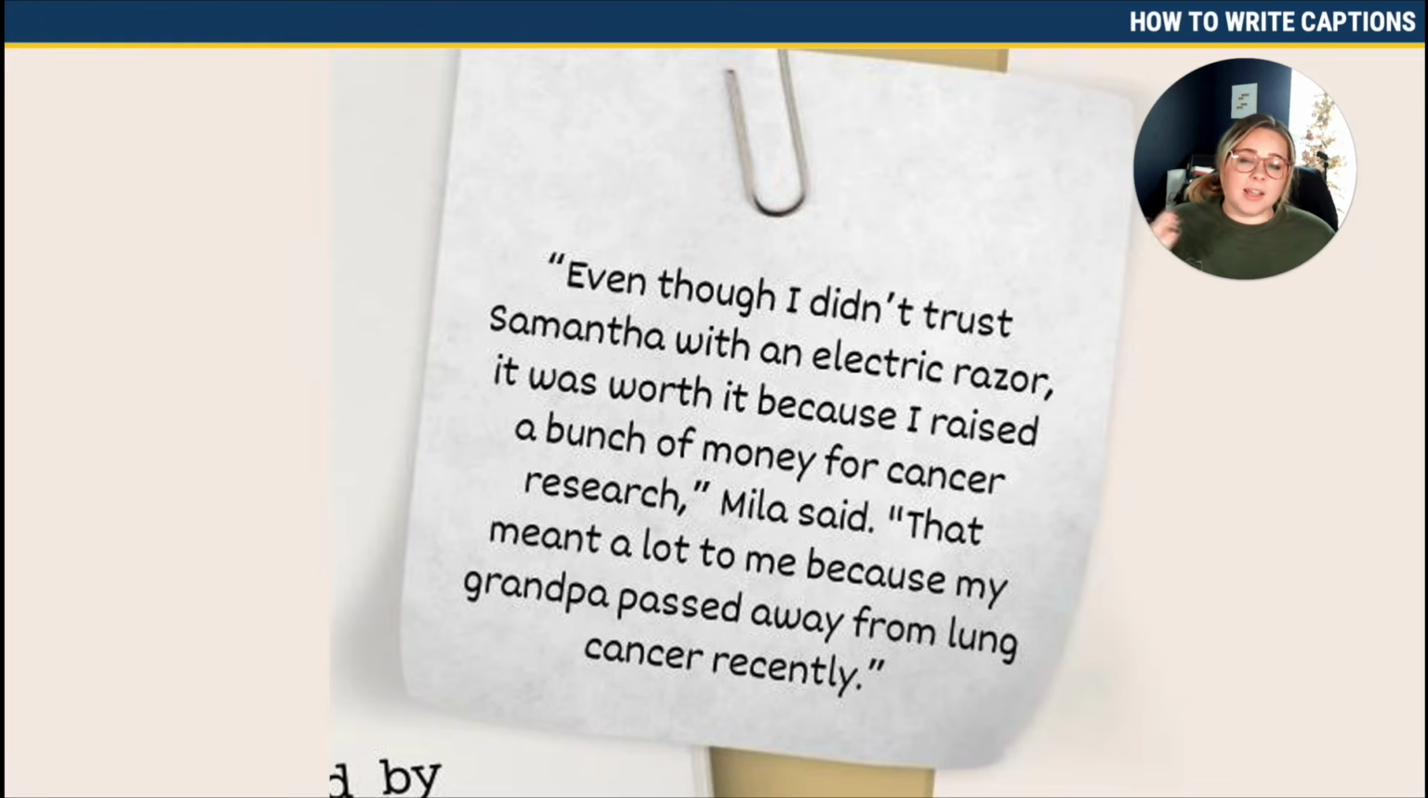interesting to her. It's also really important to note that the caption didn't just end with that first sentence. There was that second sentence that you wouldn't have got unless you kept talking to Mila about this experience. And she gave you additional details that were really interesting and engaging for the reader that you wouldn't have got if you just stopped at, "I didn't trust Samantha with an electric razor, but I raised a lot of money."